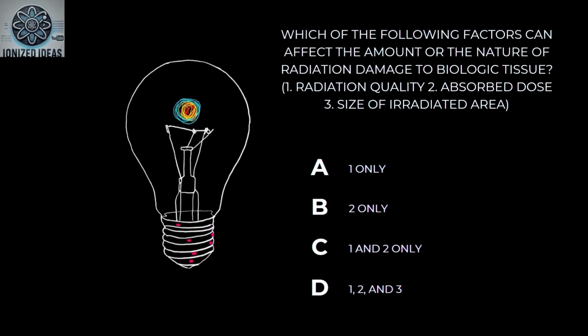Which of the following factors can affect the amount or the nature of radiation damage to biologic tissue? 1. Radiation quality. 2. Absorbed dose. 3. Size of irradiated area. A. 1 only. B. 2 only. C. 1 and 2 only. D. 1, 2, and 3.